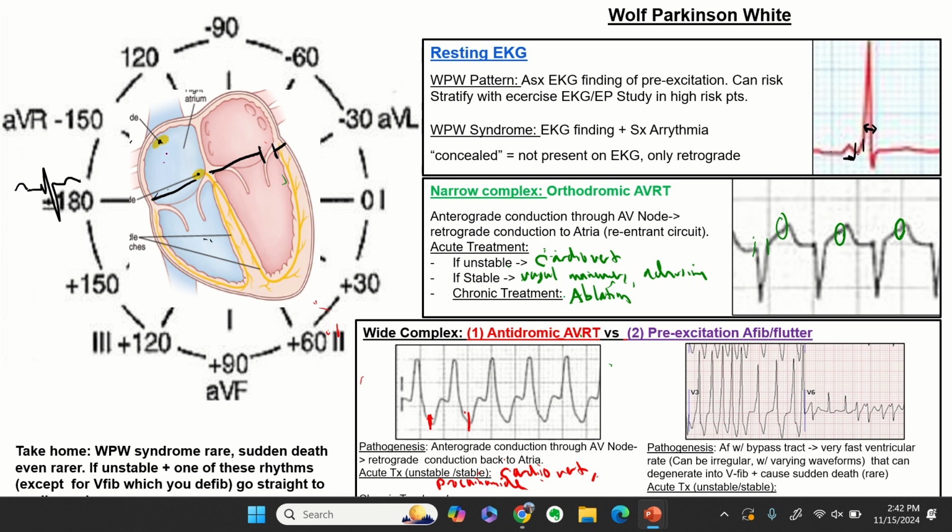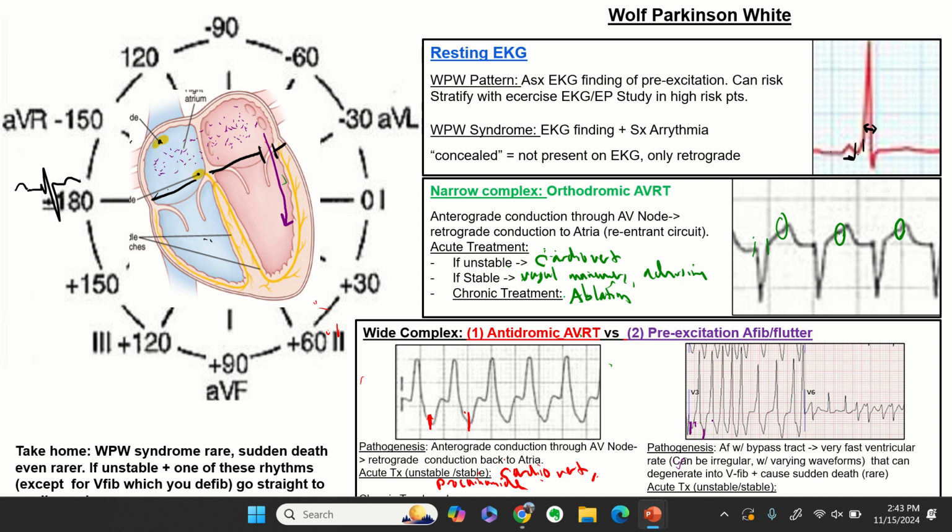So what's happening with these patients? They have a bypass track that can conduct at high rates. For some reason, as one of the most common arrhythmias, they get atrial fibrillation. Atrial fibrillation is going extremely fast, sometimes above 300, from all these ectopic and aberrant loci of electrical impulse in the atria, and these are going down this bypass track and creating a very fast, irregular, wide complex tachycardia that can go up to 300.